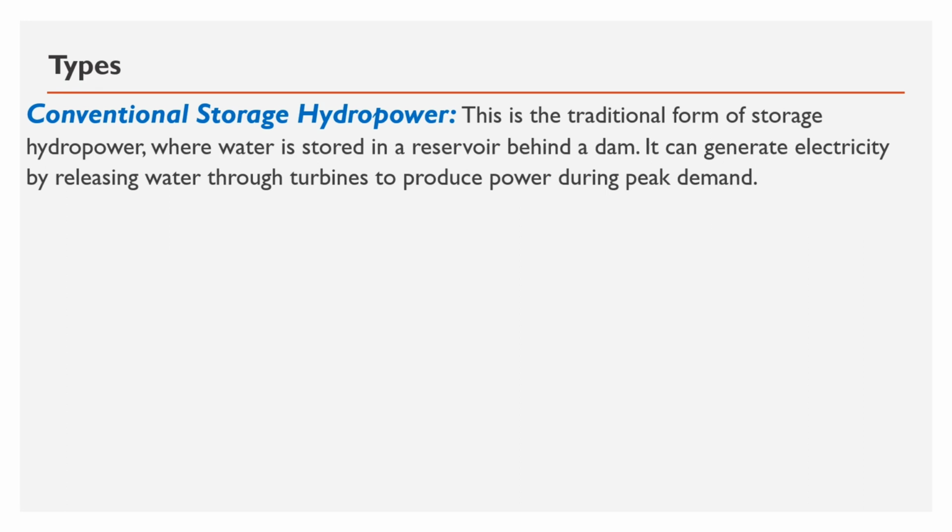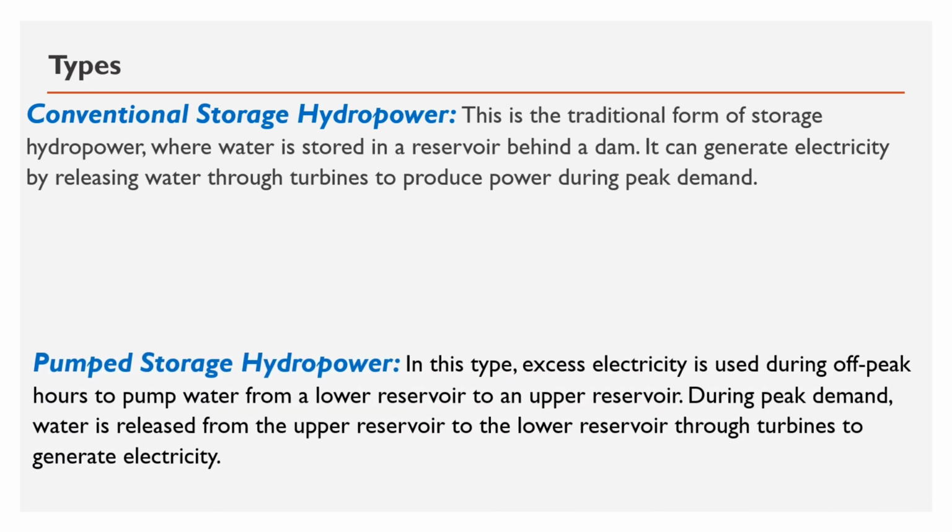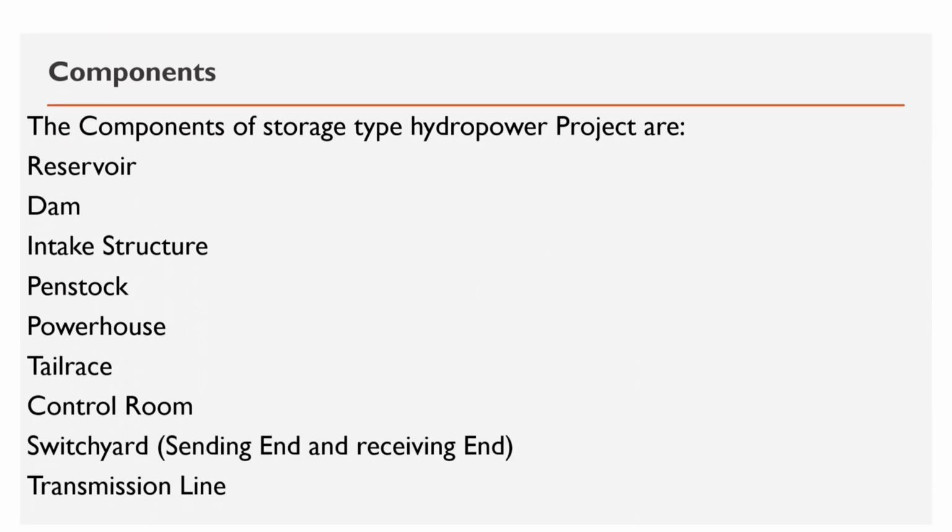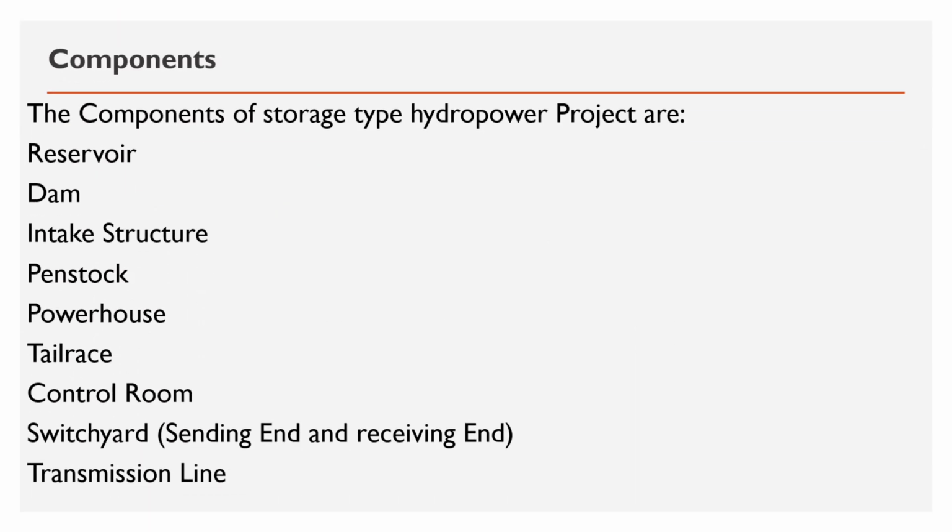Conventional storage hydropower. This is the traditional form of storage hydropower, where water is stored in a reservoir behind a dam. It can generate electricity by releasing water through turbines to produce power during peak demand. Pump storage hydropower. In this type, excess electricity is used during off-peak hours to pump water from a lower reservoir to an upper reservoir. During peak demand, water is released from the upper reservoir to the lower reservoir through turbines to generate electricity. Now let's talk about the components of storage type hydropower.